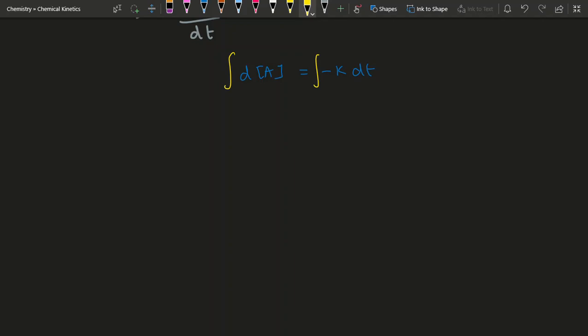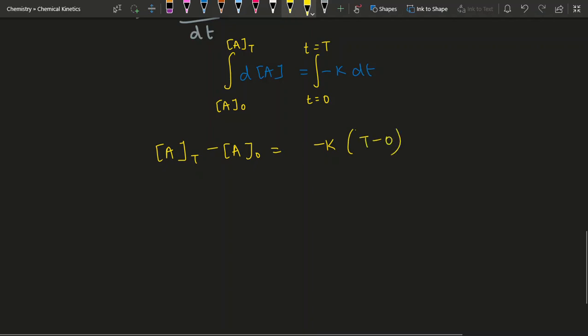Initially, the time on the right hand side starts as 0, and it goes to, let's say, capital T. And initially, the concentration of A is A naught, and at time t it goes to some concentration A at t. If you evaluate these integrals, they come out to be A at t minus A naught equals negative k times t minus 0. Further simplifying, you can write A at t is equal to the concentration of A initially minus kt.